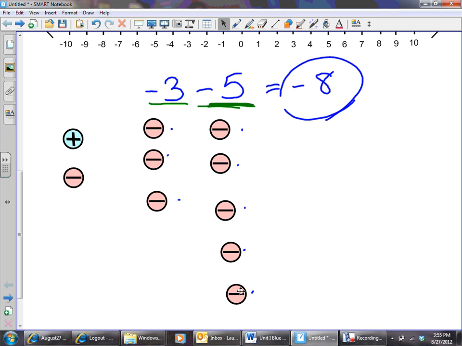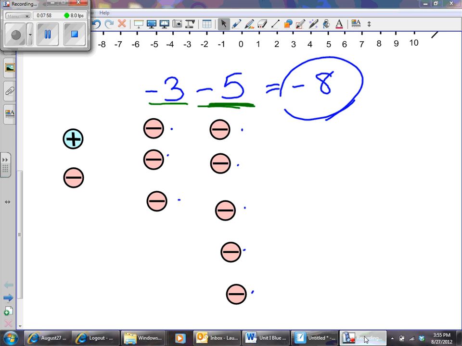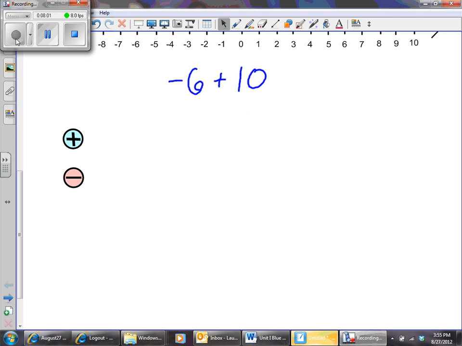All right, I'll give you one last example. I want you to try this one on your own. The problem is -6 plus 10. Try it using the counter method. If you can do it in your head, that's fine, but make sure you get it right. Pause the video. When you're ready, unpause and see if your answer agrees with mine.